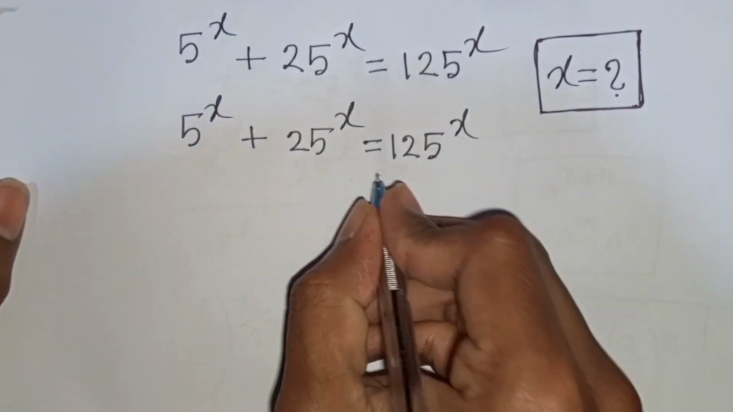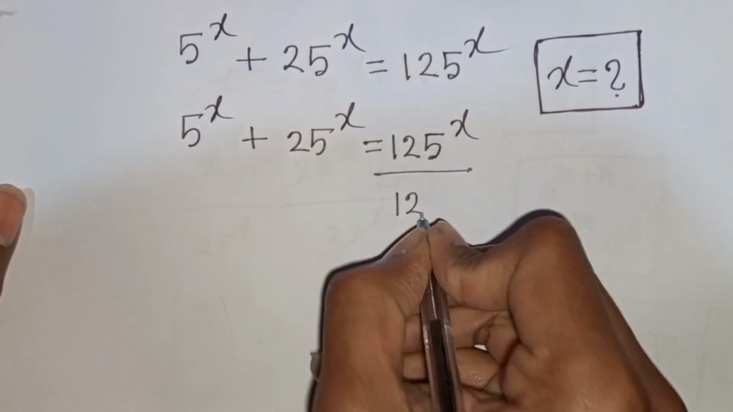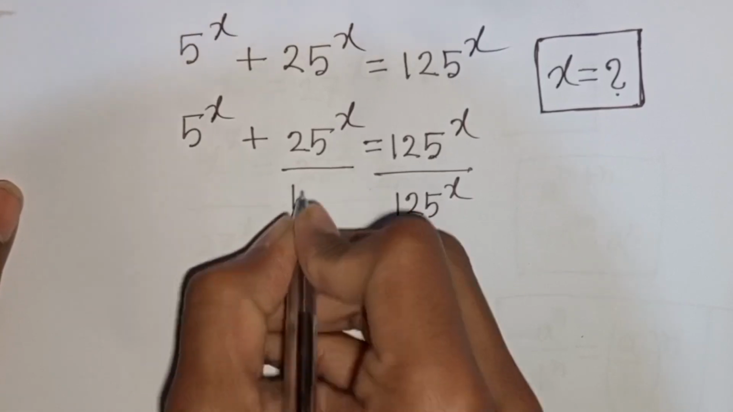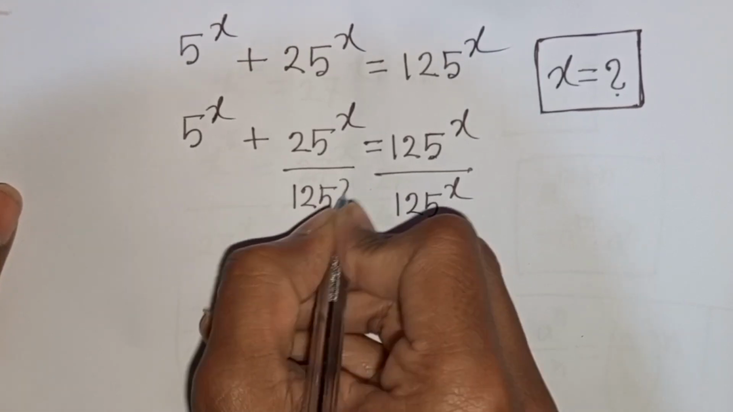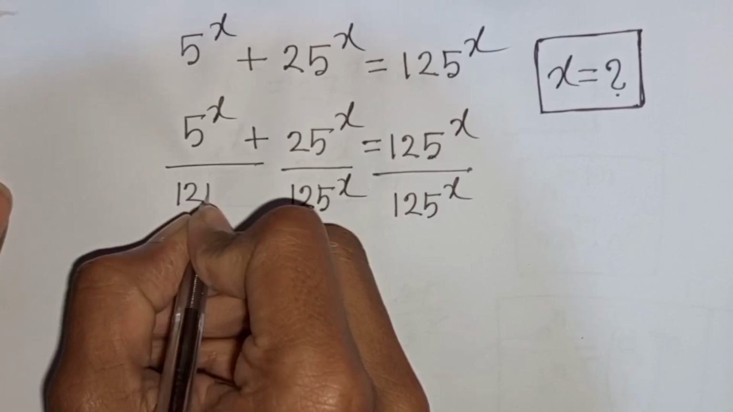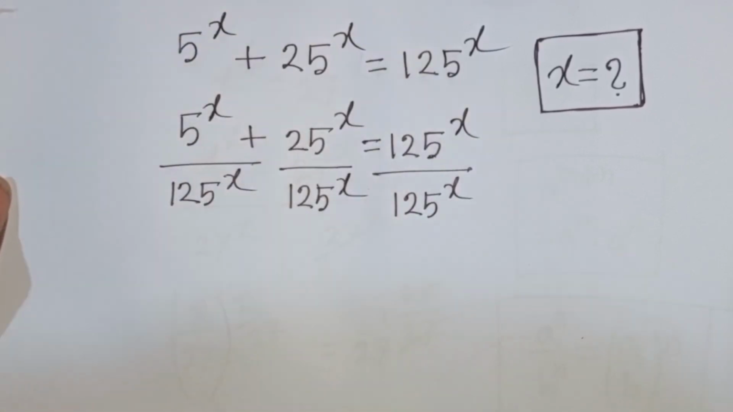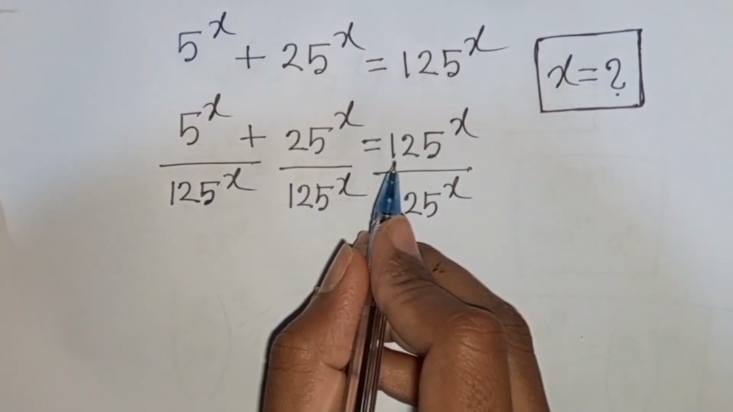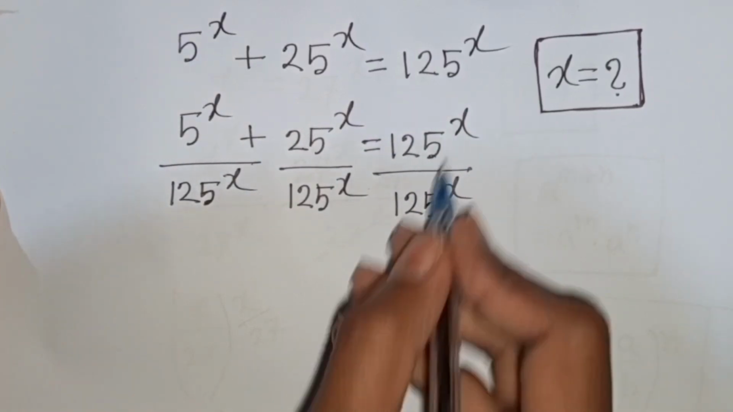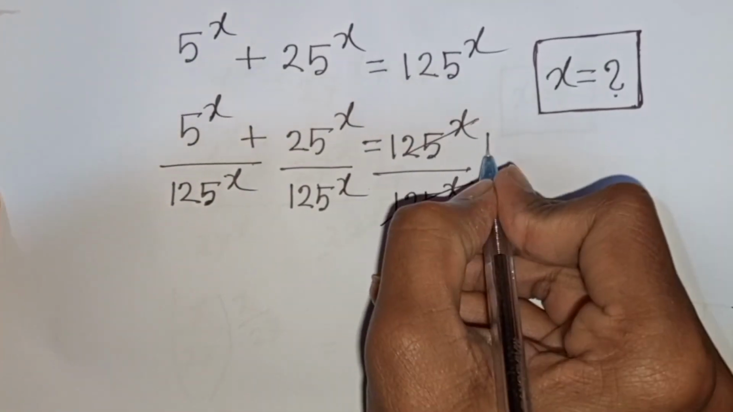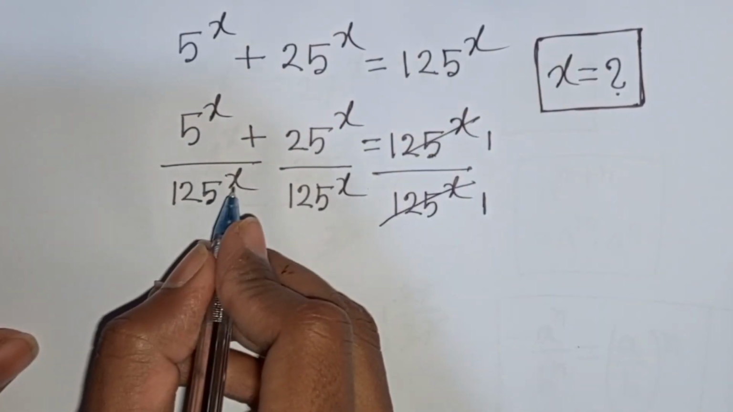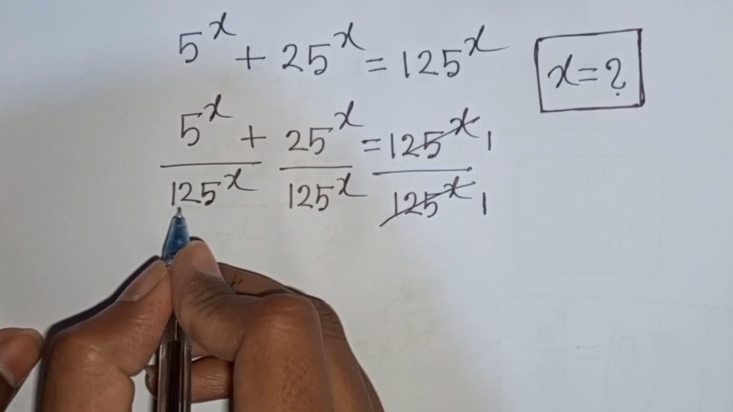So divided by 125 power x, divided by 125 power x. Now we see this 125 power x, this 125 power x will be cancelled. So here on, here on. Now from here we see x, same power but different base.